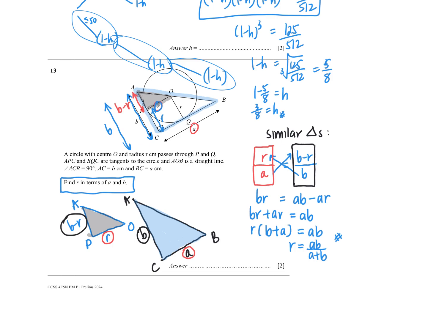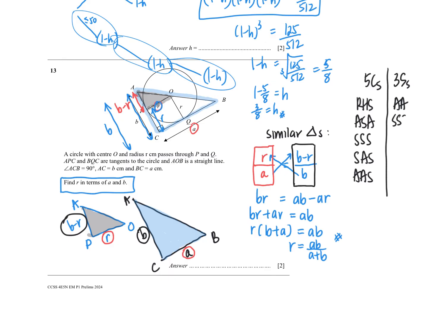Similar is what test? Okay, remember the 5 C's and 3 S's. So RHS, ASA, SSS, SAS, and AAS. So this is the congruency test. Similarity only 3: AA, SSS, and SAS. So these are the few tests for congruency and similarity. This is congruency. This is for similarity.